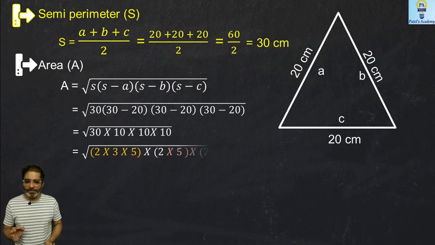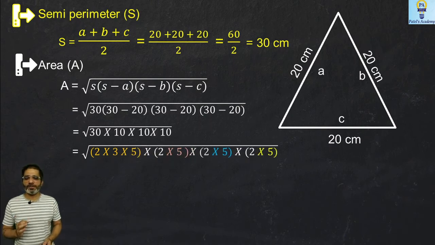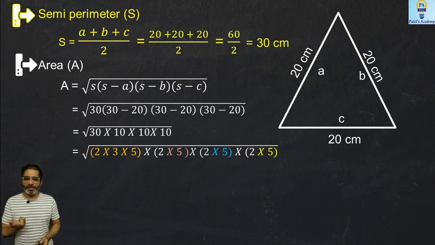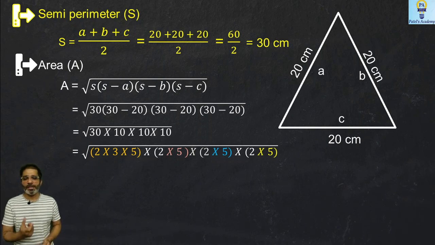Next step, I'm going to factorize all the numbers. So the factors of 30 I've written in the first bracket, that is 2, 3 and 5. Make sure, students, that we are doing only prime factors. Don't write 30 as 3 into 10. Next 10 I'm writing as 2 into 5. Next 10 again 2 into 5, and the next 10 is again 2 into 5.